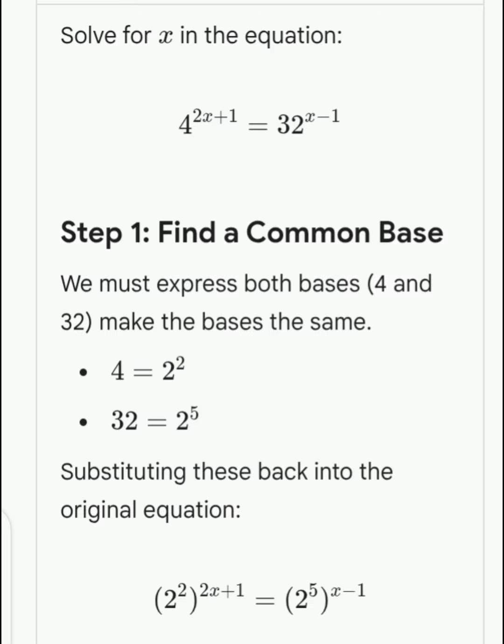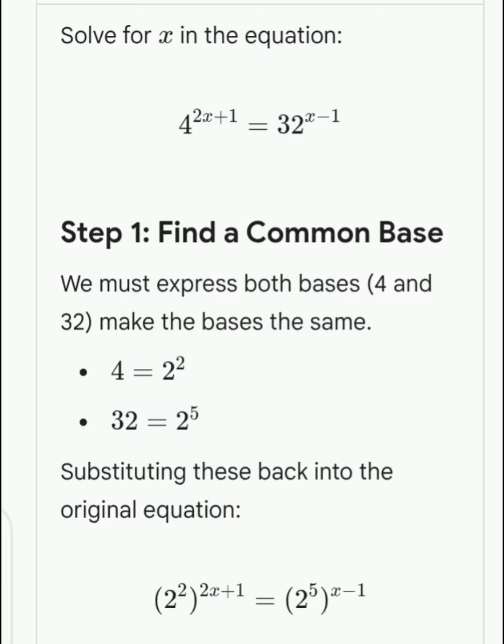And right away, what's so interesting is how deceptive it looks. You've got these two very different bases, a 4 and a 32. The whole trick really is to get them to speak the same language. If we can unify that foundation, the whole thing just collapses into a simple linear problem. That's step one, right? Finding the common base.